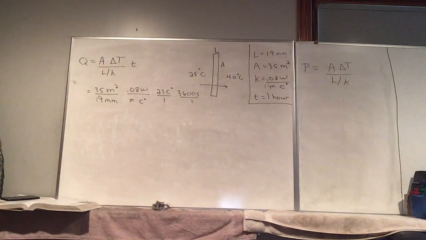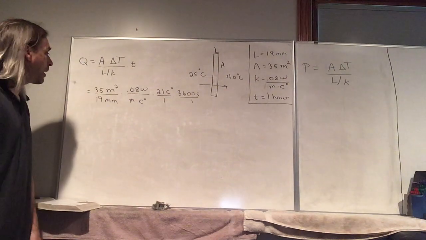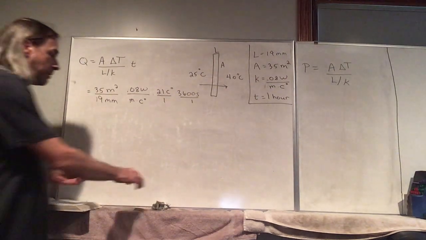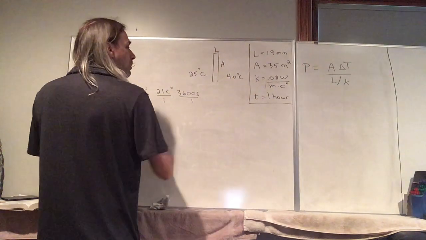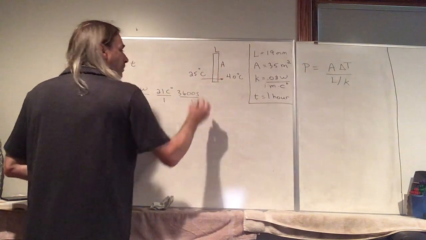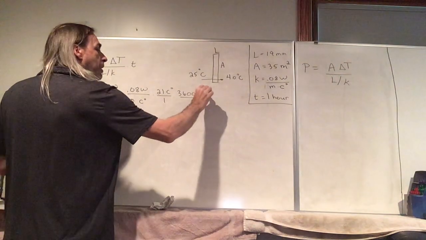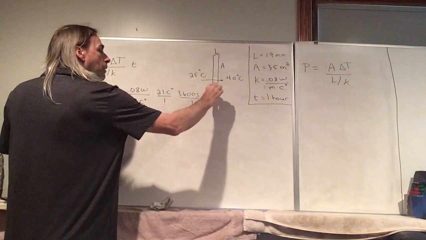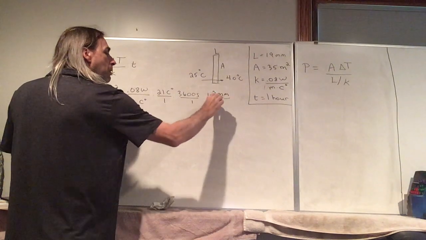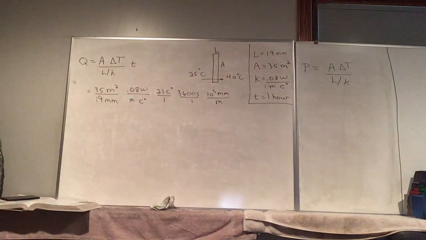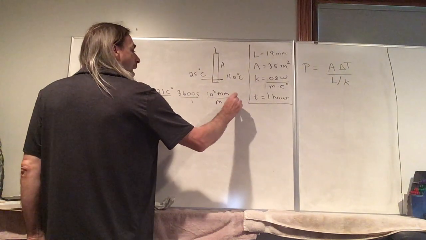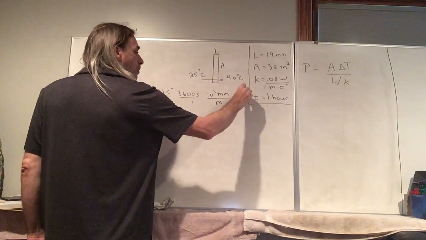1 hour is 60 minutes. Each minute is 60 seconds. So 60 times 60, 3,600. Okay, we need another conversion factor here. I'm going to throw in a conversion factor here. There's 1,000 millimeters in 1 meter. So let's just check the units first. We should get joules. So actually I'm going to put in one more conversion factor. A watt is a joule per second.